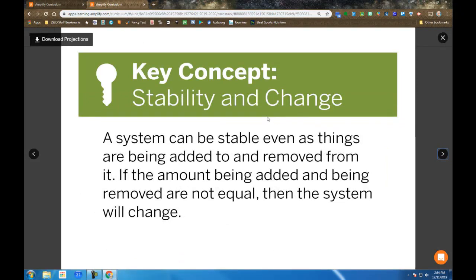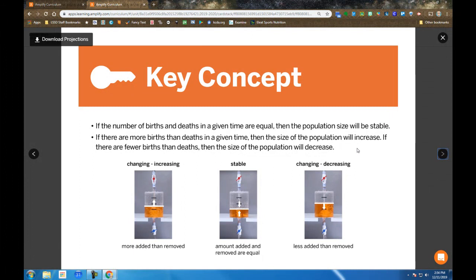We come up with a couple key concepts, okay, in terms of a system can be stable even as things are being added or removed. As long as the adding and removing ends up being equal, it won't change. And also they relate it to changing, increasing, decreasing stability. Back to the video using liquids.